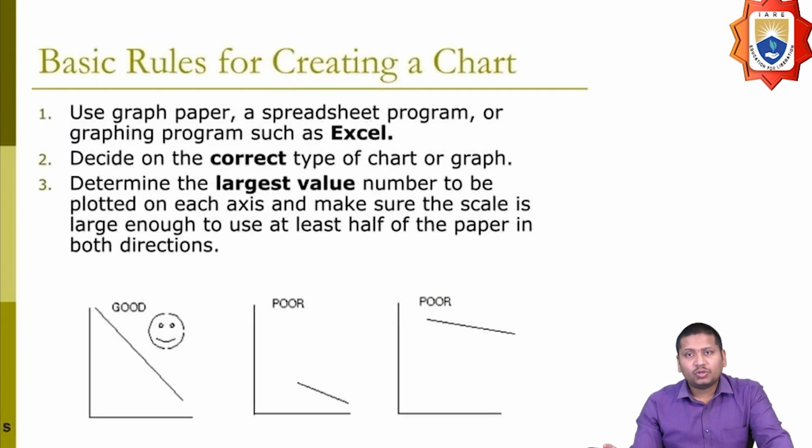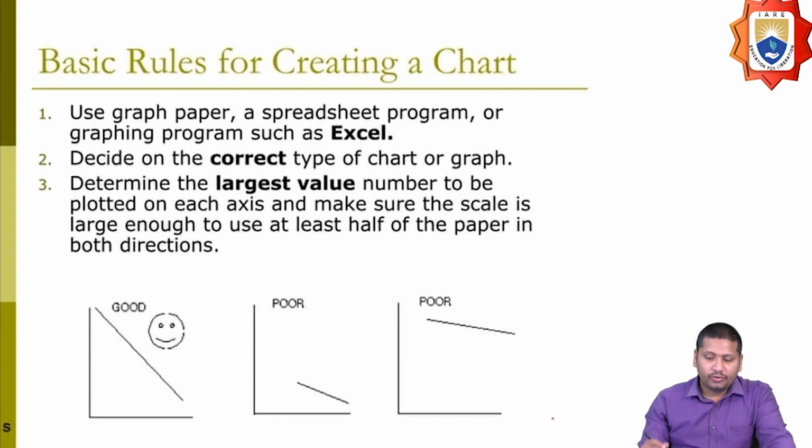So what are the basic rules to consider for creating a chart? Normally you use graph paper, or a spreadsheet, or a graphing program such as Excel. Decide on the correct type of chart or graph. Determine the largest value to be plotted on each axis, and make sure the scale is large enough to use at least half of the paper in both directions.